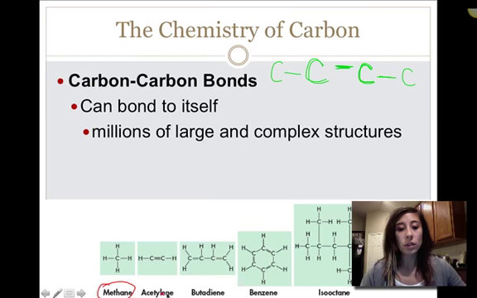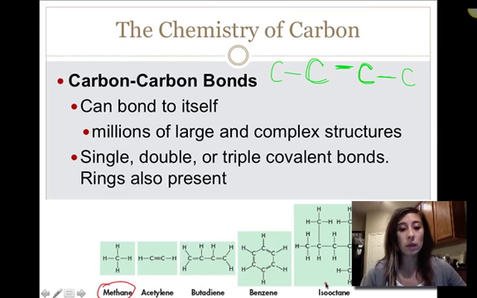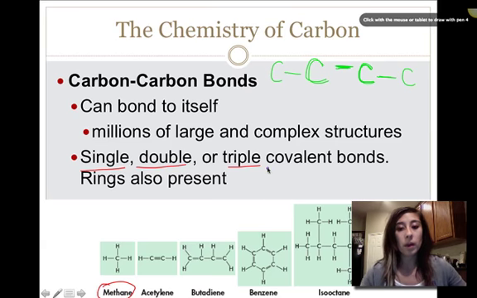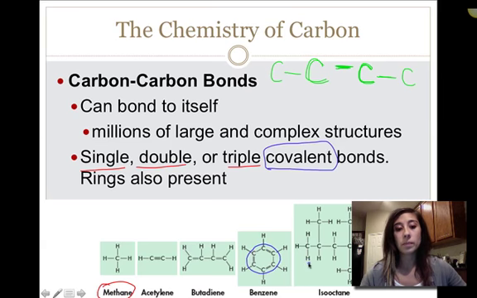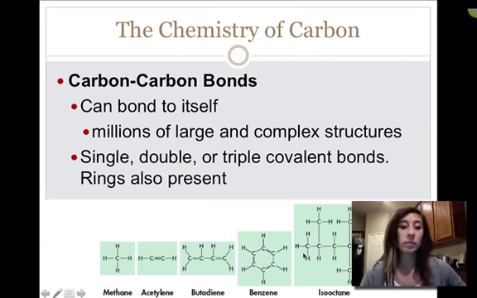And the rest of these you're probably not going to recognize, but you could see the different kinds of shapes that we can have. You can have a single, a double, or a triple covalent bond. Remember, again, a covalent bond is sharing. So we have sharing of electrons that happens between all of these carbons. And we can also have rings that are present. We can get many different types of structures, very complex or very simple.